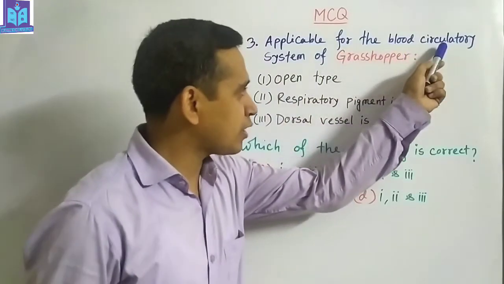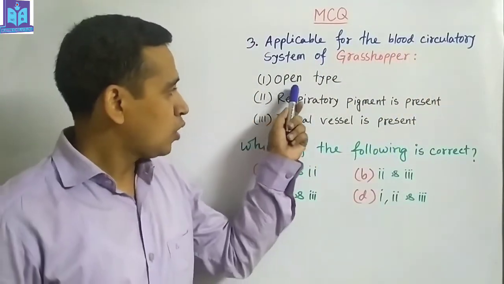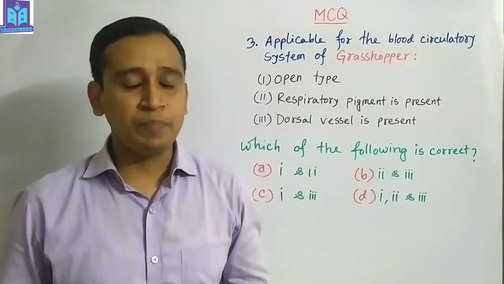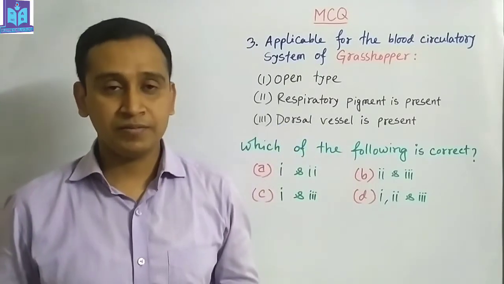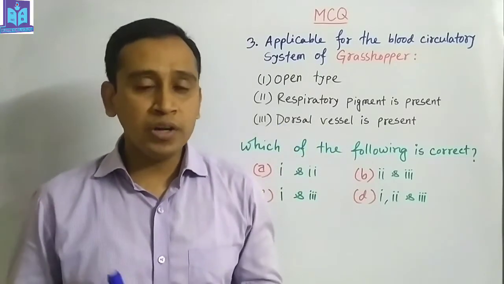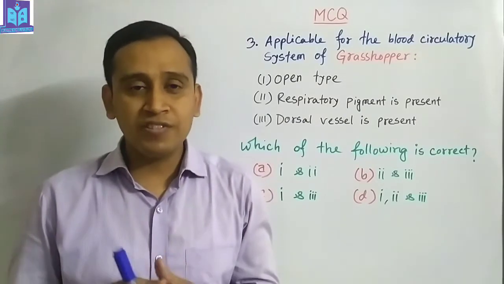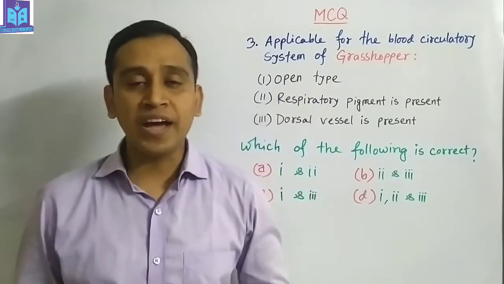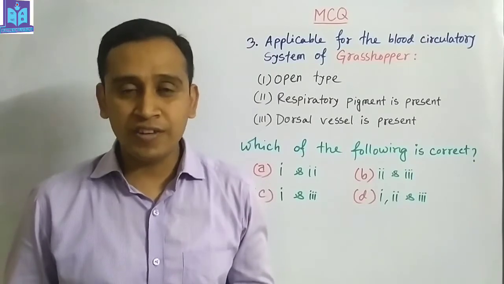Applicable for the blood circulatory system of grasshopper. Number 1, open type. Number 2, respiratory pigment is present. And number 3, dorsal vessel is present. According to the pathways of blood flow, blood circulatory systems are 2 types. One is open type circulatory system, another is closed type circulatory system.